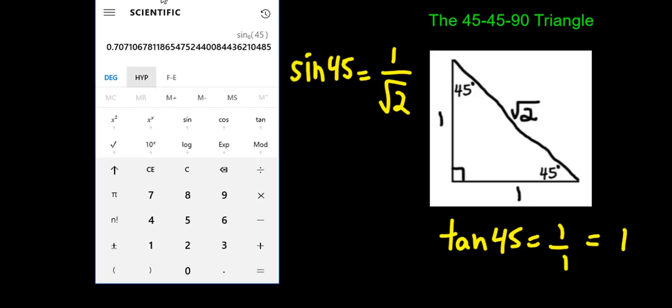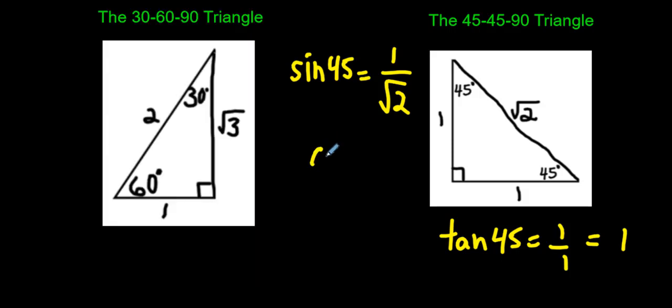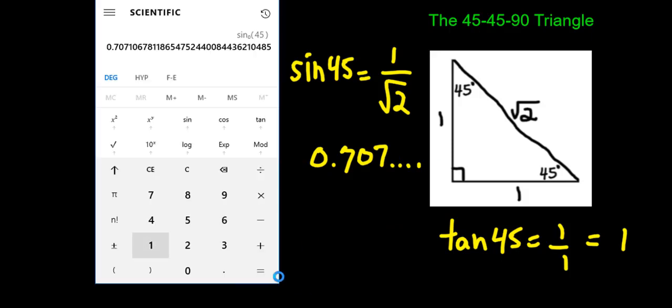Just for fun, let's see if we get this same decimal. If sine 45 apparently equals 1 divided by the square root of 2, let's see if we get 0.707. I'm going to write that down. Shoot, I already forgot. 707 was it? And then it continued on. But anyway, let's just see if we get that on our calculator. 1 divided by the square root of 2 is equal to, look at that. You get the exact same thing.